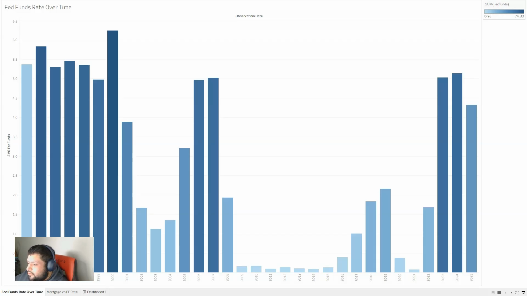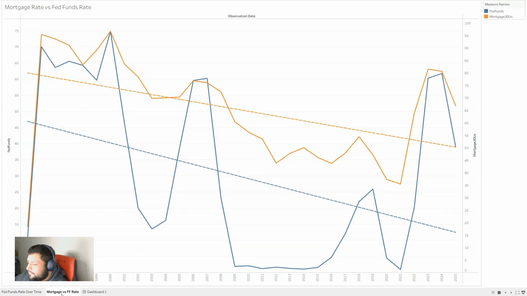So going to our second sheet, mortgage rates versus Fed funds rates. On this sheet, I combined the Fed funds rate and the 30-year mortgage on a dual axis line chart. Each line also includes a trend line to show the long-term direction.